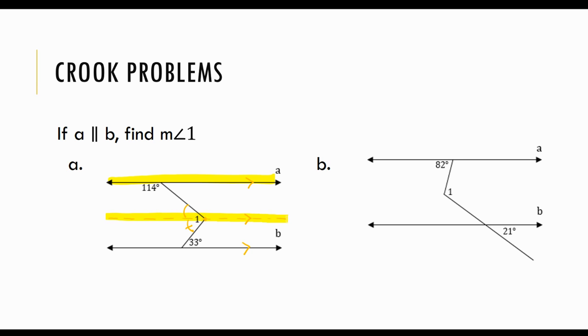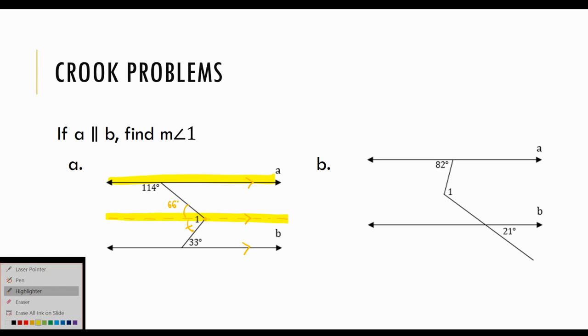So if I focus on the top two parallel lines, I see that the angle that I want is inside with the 114. They're on the same side. These are same side supplementary angles. So if I subtract 114 from 180, that tells me that this top angle is a 66-degree angle.